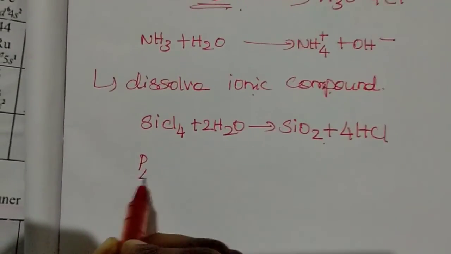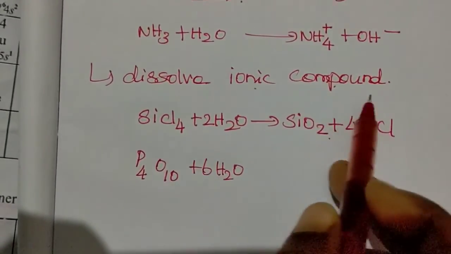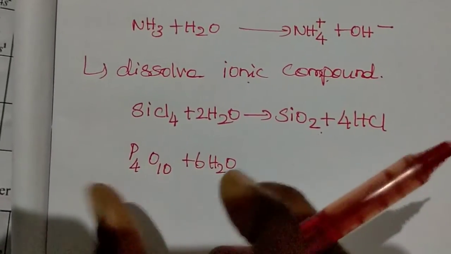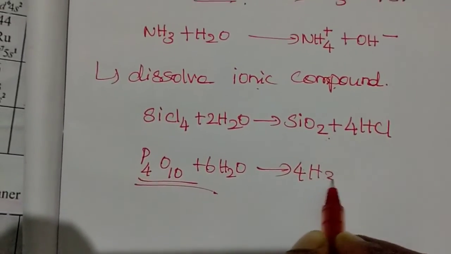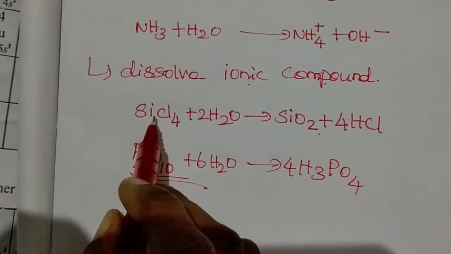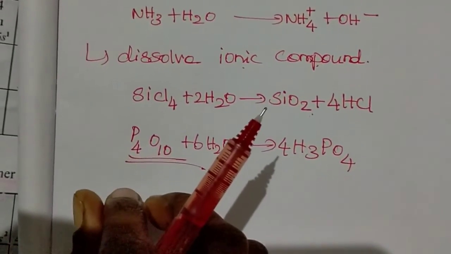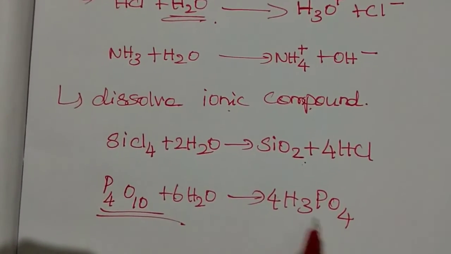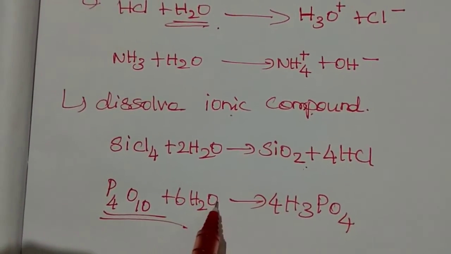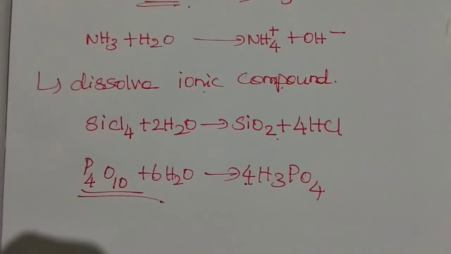Then P4O10 combined with 6H2O. Water dissolves ionic compounds and also hydrolyzes covalent compounds. P4O10 with 6H2O combine together to give 4 molecules of H3PO4.